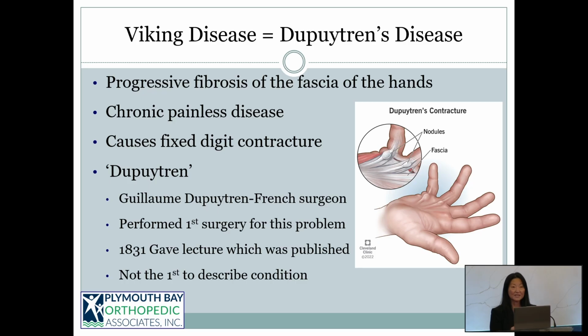But what can happen is as it progresses, it starts causing the fingers to start bending down. And then when that happens, it's a fixed contracture. So it's not something where you can straighten it back out afterwards. It's really a fixed contracture. It's called Dupuytren's because Guillaume Dupuytren was the first person to both do surgery for it as well as actually publish on it. But he's not actually the first person to describe it.